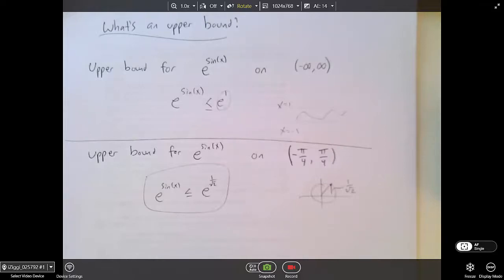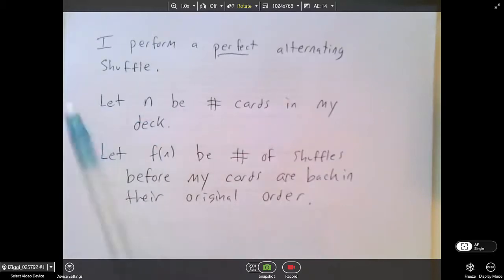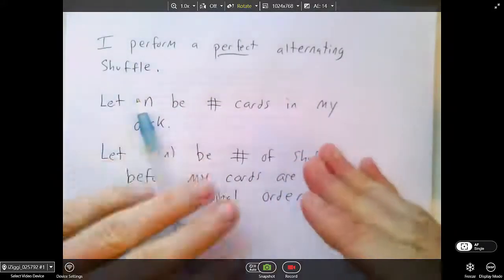There's a couple of answers. One is that it's very useful in lots of different kinds of proof, but here's a more concrete answer for you. Here's a tricky kind of a problem. I heard that some card dealers in Las Vegas are able to perform a perfect alternating shuffle. So you know when you shuffle your cards and they go chick, chick, chick, chick, chick.